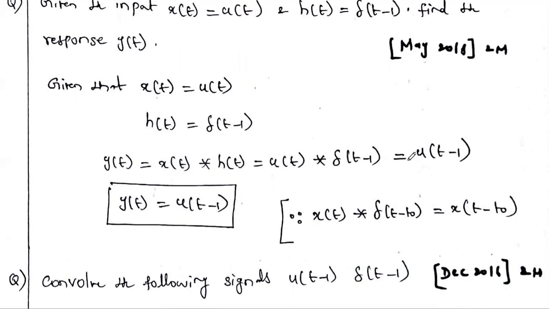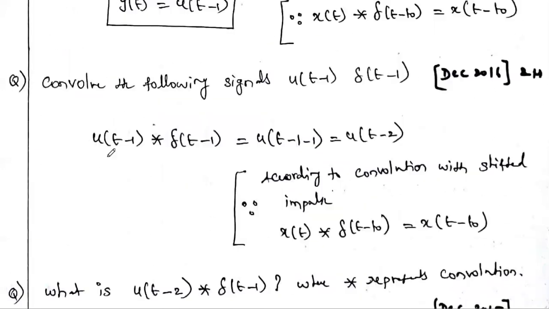According to the convolution with shifted impulse signal, any signal x of t convolution with del of t minus t naught is x of t minus t naught. So any signal convolution with del of t minus 1 is shifted by 1 second. The answer is u of t minus 1. It is a shifted unit step signal. So this is one problem.